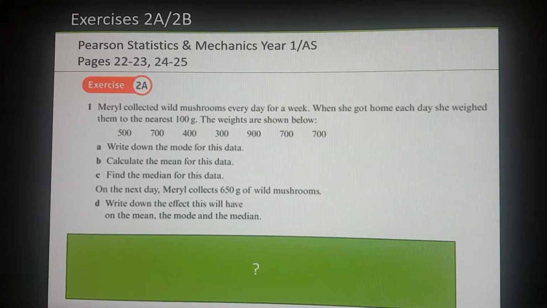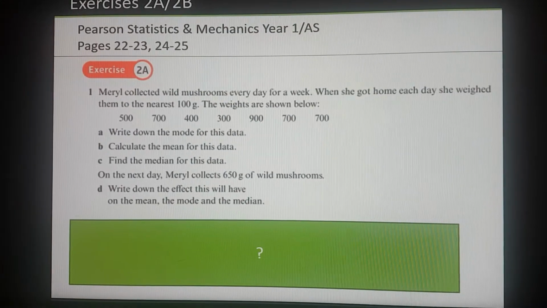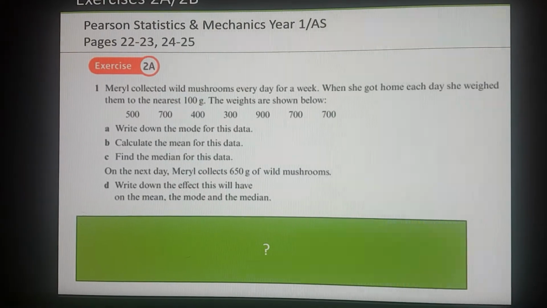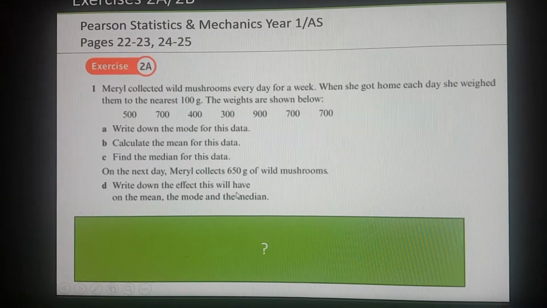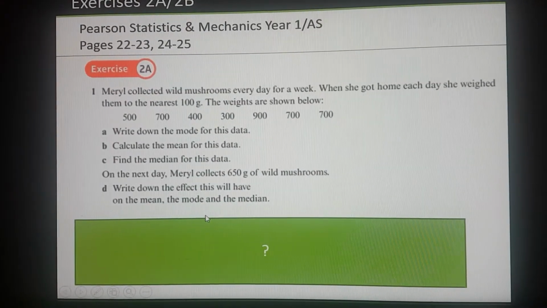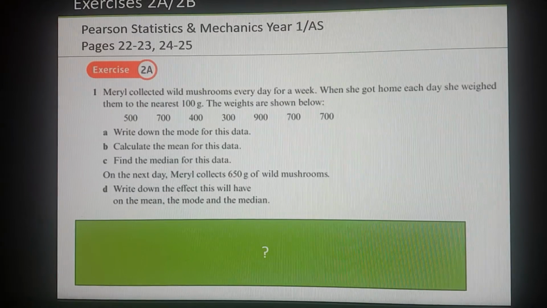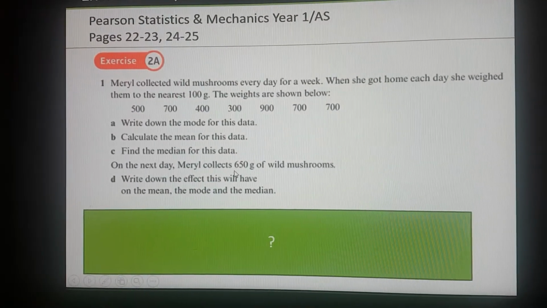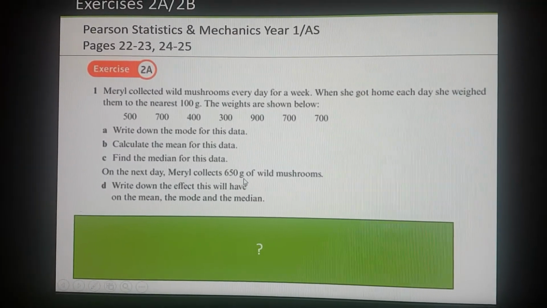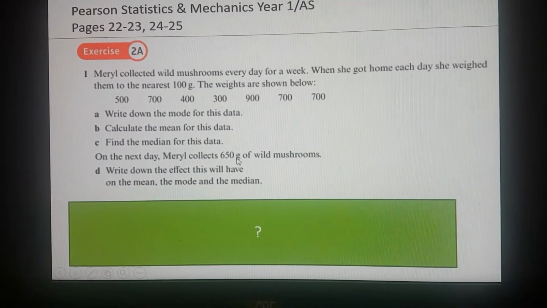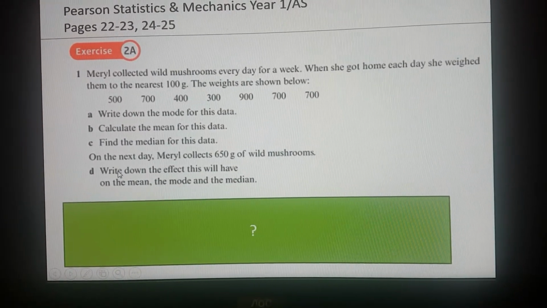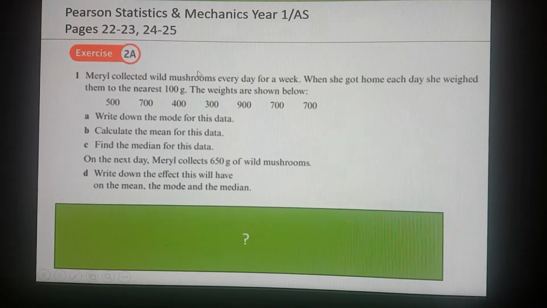This is an exercise for you. You pause and you try to do it. The last question, the D question: write down the effect this will have on the mean, the mode, and the median if one item changes. Like here we say that Meryl collected another mushroom, with a different weight. This question is often given in exams, but once you read it, it makes sense.